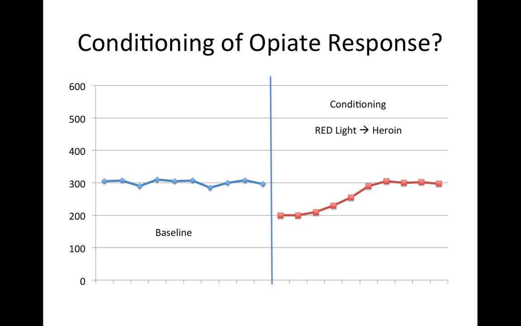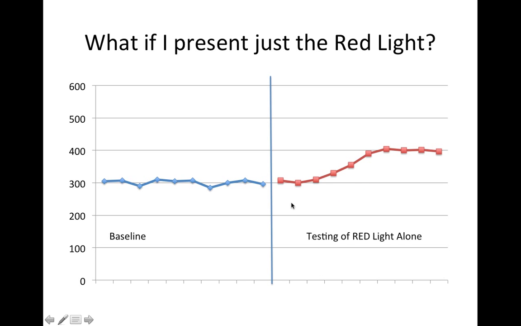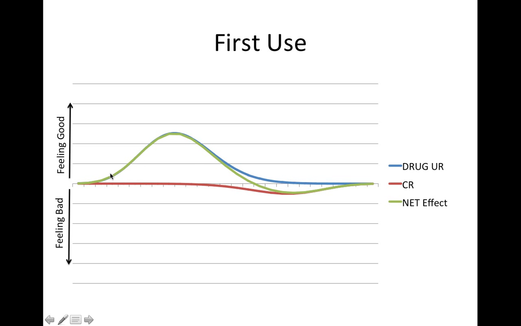The effect of the heroin, which is represented here, is to reduce heart rate. Conditioning to the red light increases heart rate. So this conditioned response at first is nothing. So the net effect on the first use is that we see this decrease in heart rate because there's no conditioned response to the red light. Now what I have here is feeling bad and feeling good as if this were a drug.